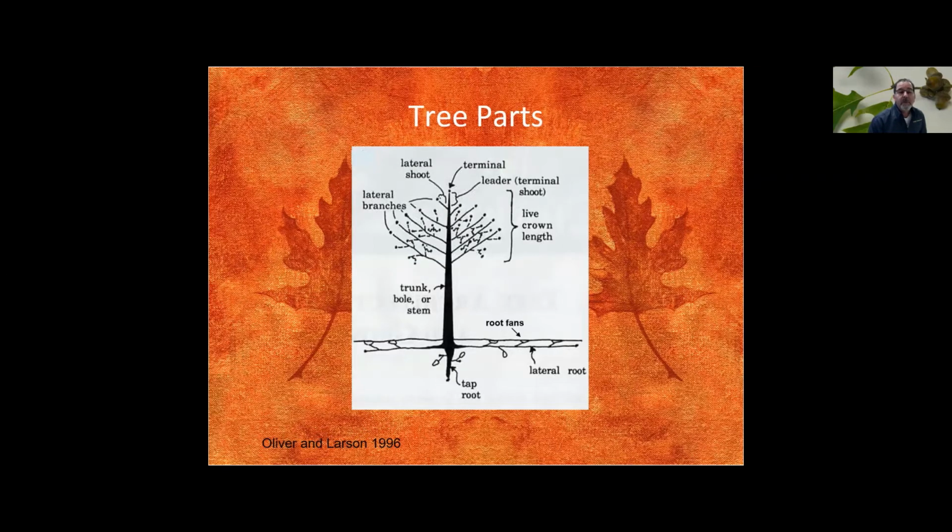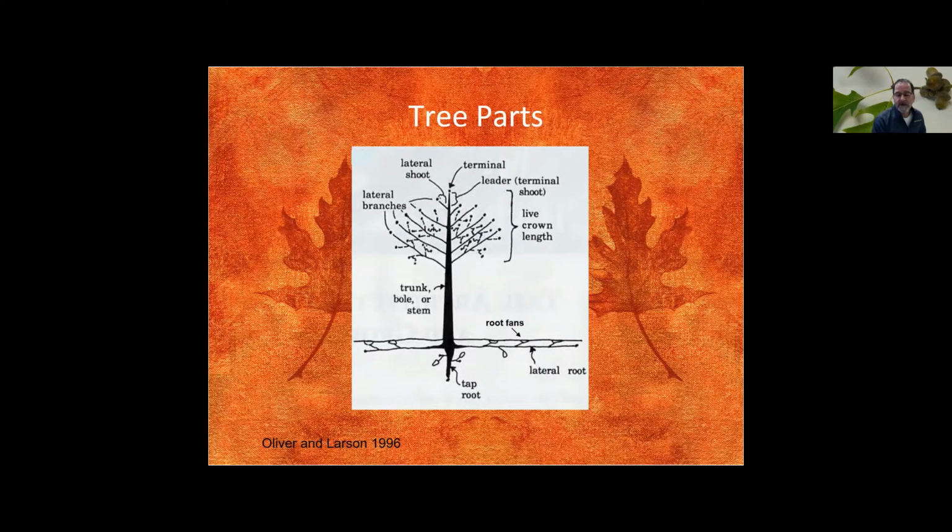I want to talk briefly about tree parts. I think probably many in your audience understand this, but I'll begin at the top and go clockwise. The terminal, of course, refers to the leader, or the very tip part of the tree. That's a very important part of the tree, naturally, because that's where expansion is constantly occurring, and then the leader that follows it. As you come down around the right side, you'll see live crown length. I prefer to call that live crown ratio, and that's the portion of total tree height that has living branches.